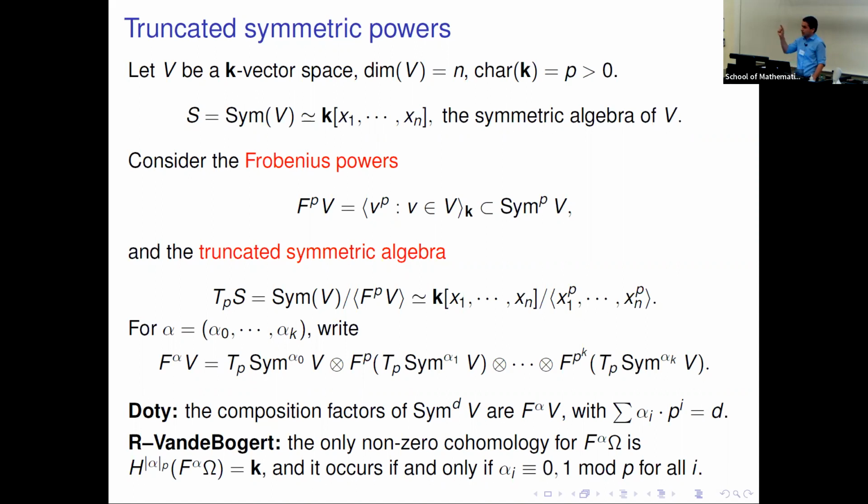For every d, there is a filtration where the composition factors are these F alphas, and they're parameterized by all the ways of writing d in base p. All of them. Yes. So the d gives you the symmetric power, and then the composition factors come from the p-adic expansions of that d. Yep. So there's no 0 or 1 yet. For which these are the composition factors, yes. Ah, that's a, yes, that's a composition factor.